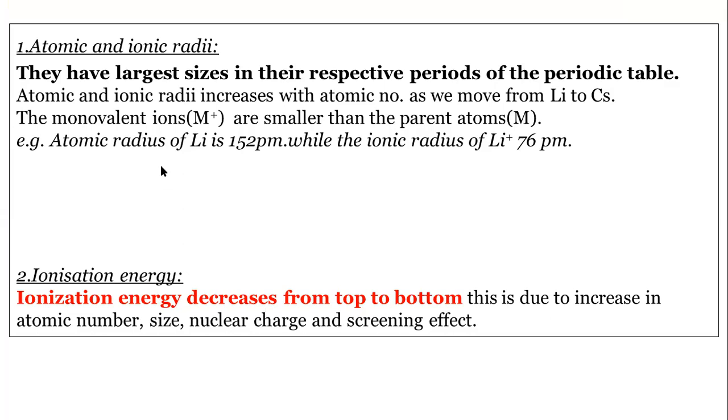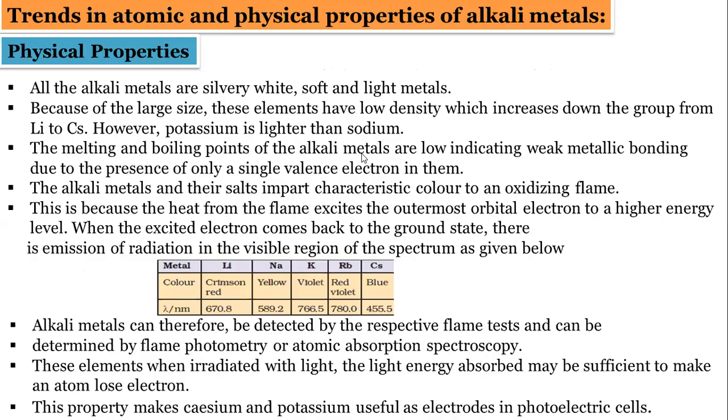And what about the ionic radii? They form the monovalent ions, that is M plus. When one electron is given, they easily form monovalent ions. These are smaller than the parent atoms. Which is obviously true, because when one electron is donated, there is a contraction in atomic size, because entirely the shell will be removed. If we take the example of lithium here, I will show.